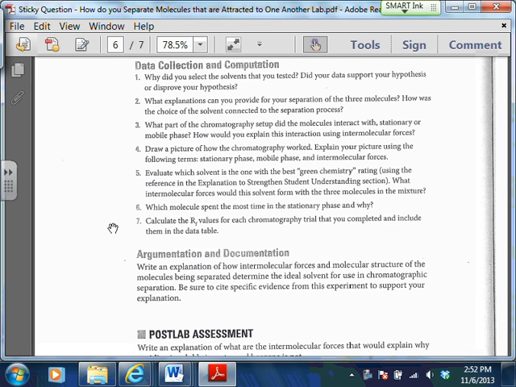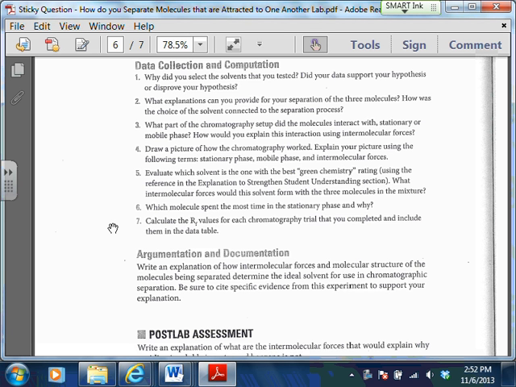So then number 3, what part of the chromatography setup did the molecules interact with, stationary or mobile phase? Okay, and so then you're just going to have to answer that individually for your particular solvents, right? If you used the hexane, the molecules interacted a lot more with the stationary phase, right? They were more attracted to the cellulose in the filter paper than they were to the hexane itself. If you were using water as your solvent, they would be much more attracted to the mobile phase rather than the stationary phase.